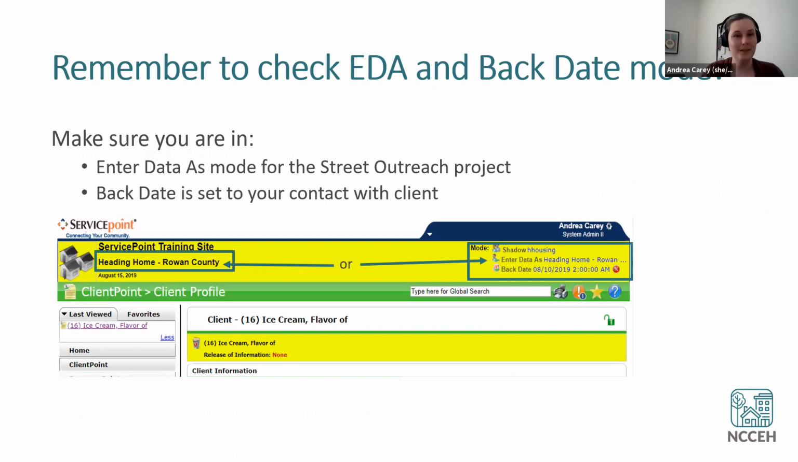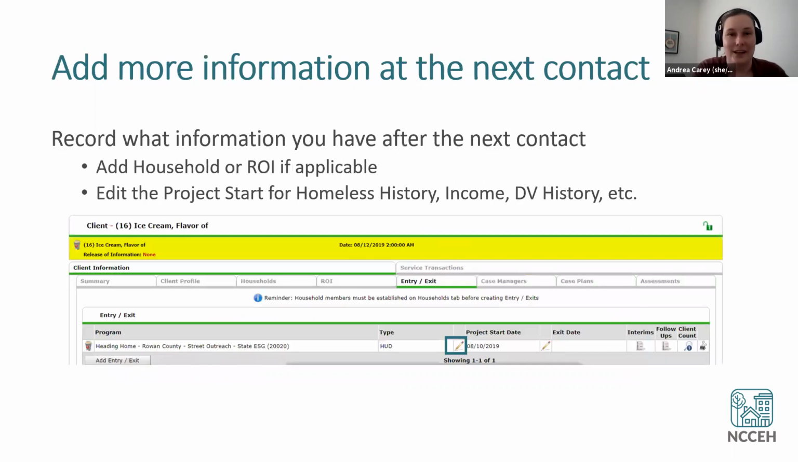All right. If I've said it once, I've said it 1,000 times: remember to check EDA and backdate mode whenever you're entering data into HMIS. So for these additional contacts, you're also going to want to check your enter data as mode. Make sure you're giving your street outreach project the credit of serving this client, right? So make sure you have that EDA mode and enter it for that project.